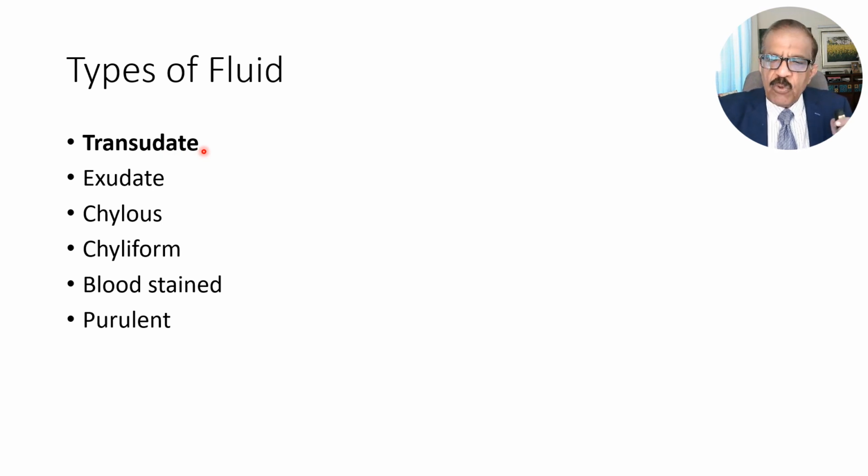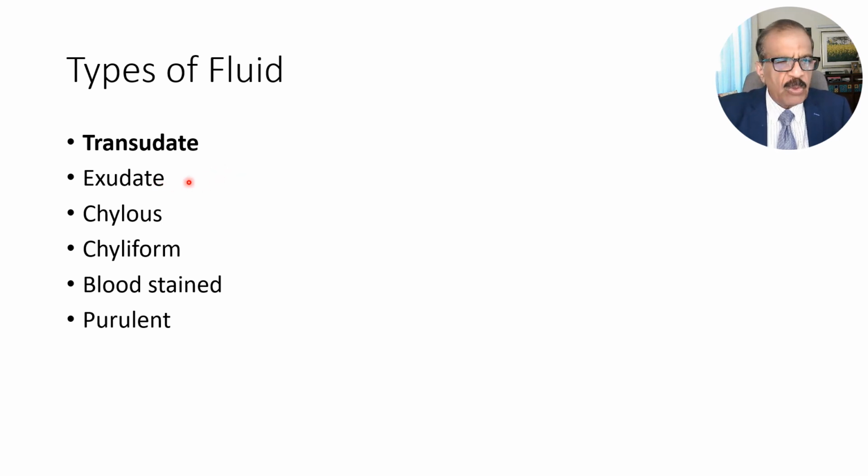So if normal body fluid, normal interstitial fluid, is present in the third space, in our case in the peritoneal cavity, it would be a transudate. And that is what we see in cirrhosis. Unless there is some superadded complication, we see transudate in cases of cirrhosis.